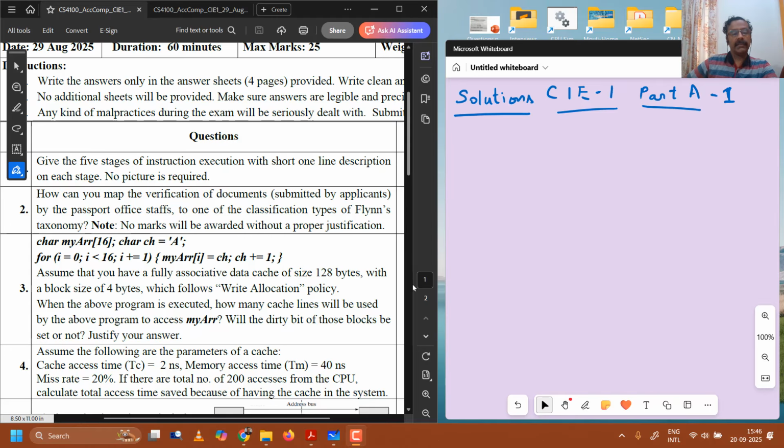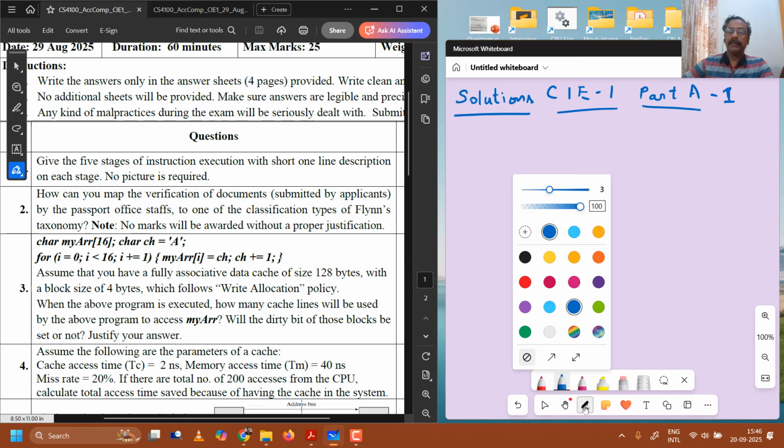Give the 5 stages of instruction execution with a short one-line description on each stage. It's a pipeline stages question and a picture was not required in this question. Now let us talk about the different pipeline stages that we normally have in a processor.